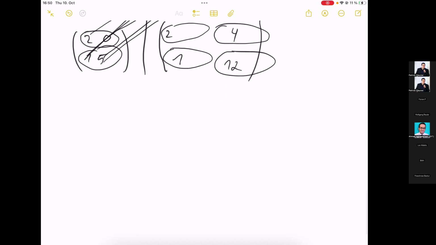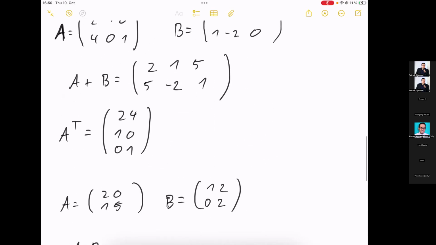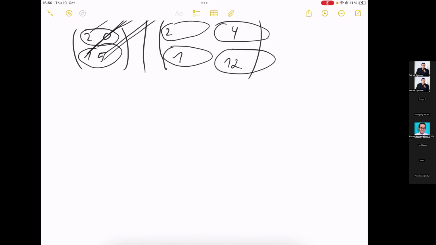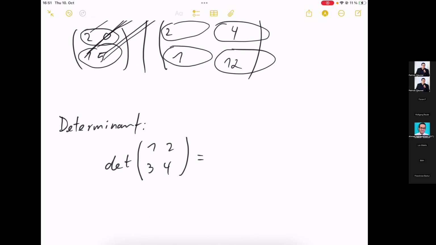A few more concepts. So we've seen transposes. The determinant is also something you may come across. For example, the determinant of this matrix here, 1, 2, 3, and 4. Who of you remembers how to calculate the determinant of a 2 times 2 matrix? If this is something you remember, send us the result in the chat.